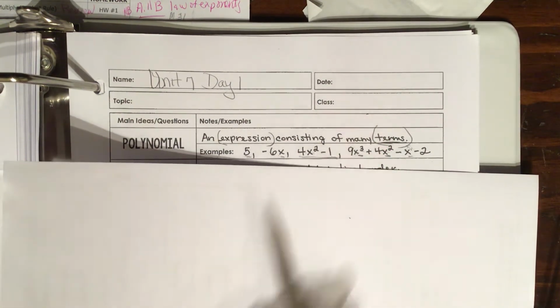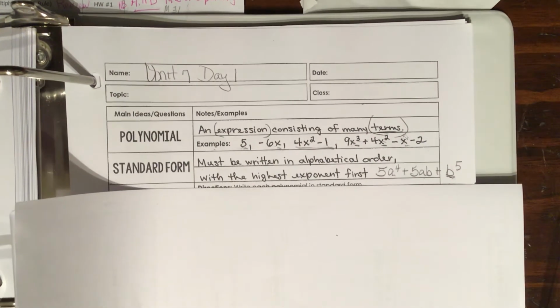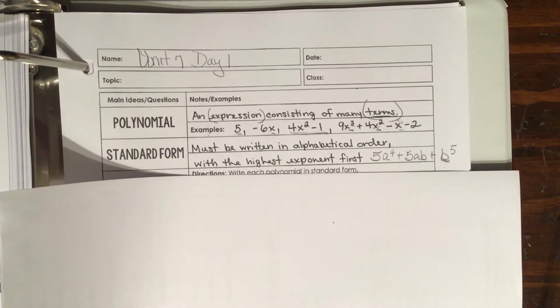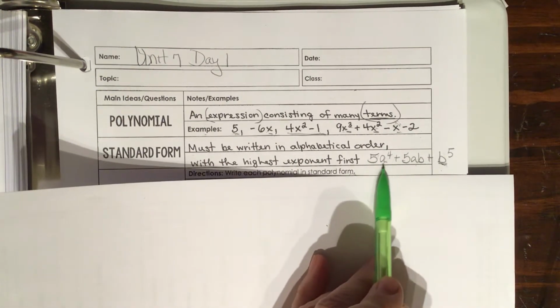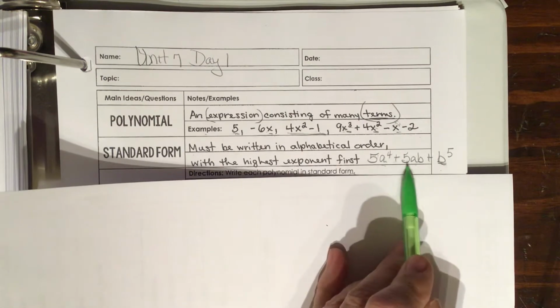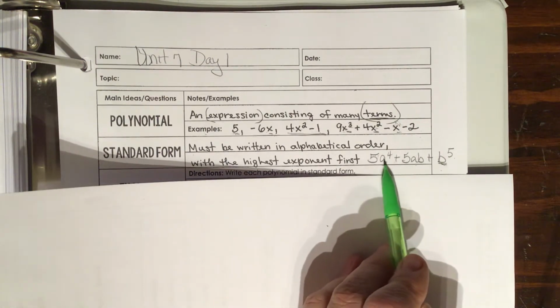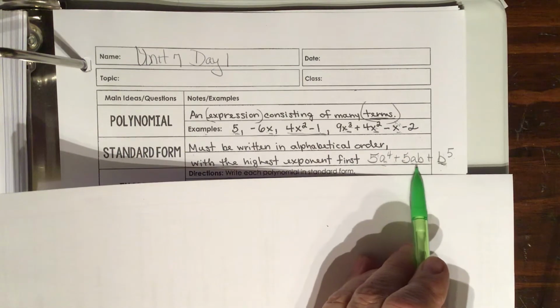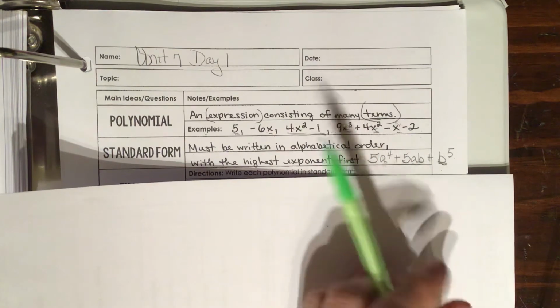So term is going to be important. The standard form must be written in alphabetical order with the highest exponent first. So like if you had 5a to the 4th, 5ab plus b to the 5th, ABC order, so we put the a's first, then we have ab, and then you go down. Like if there was a b squared, it would go next.